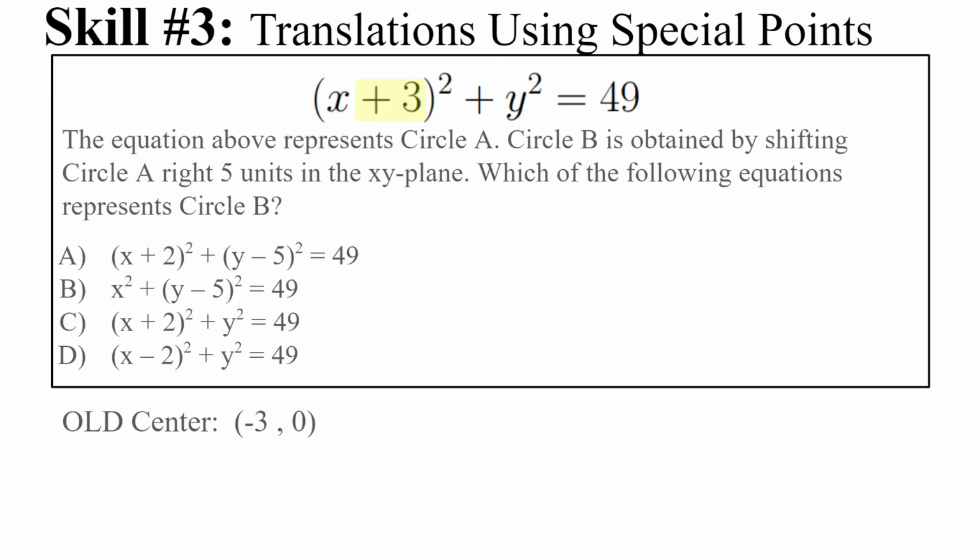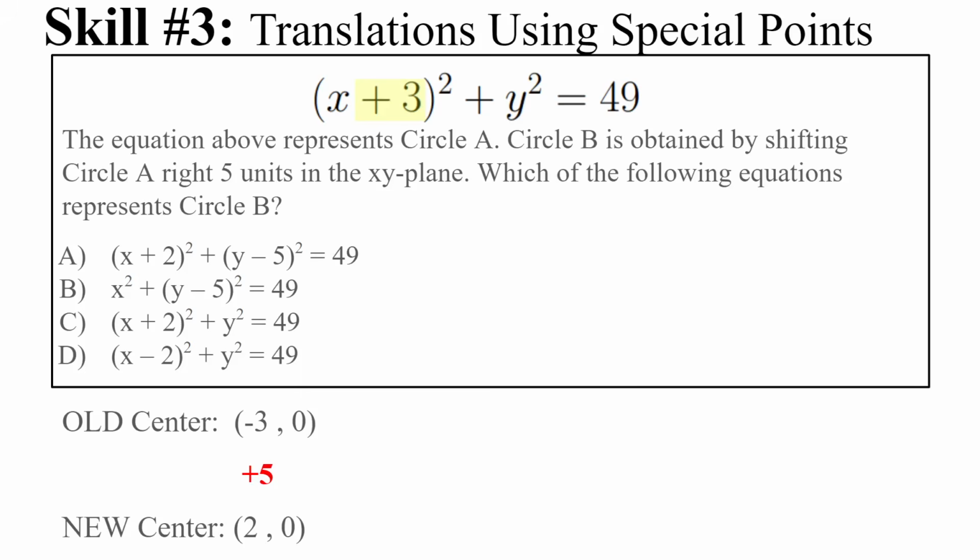And we want to shift it 5 units to the right. So that's an h of +5. So we're going to do 5 in the positive x direction, so we're going to add 5 to our x. And that gives us a new center of 2, 0. And the radius is the square root of 49, which is 7.